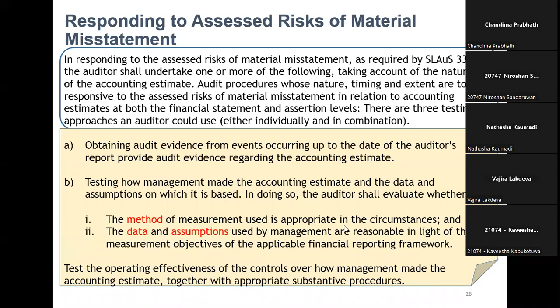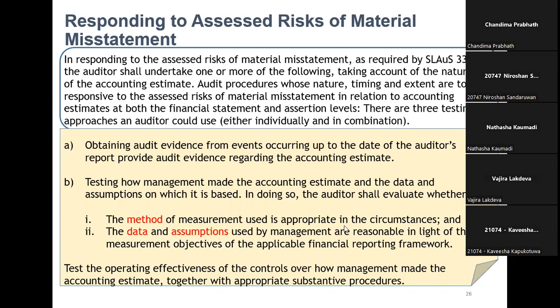Then the second one is testing how management made the accounting estimate. That is, how they have come up with the point estimate, the management point estimate, which is the amount that is appearing in the financial statement, right? If it is related to a disclosure, then how they have come up with the disclosure, right?